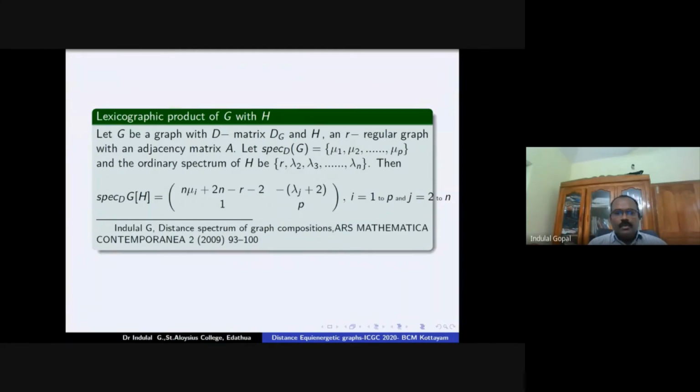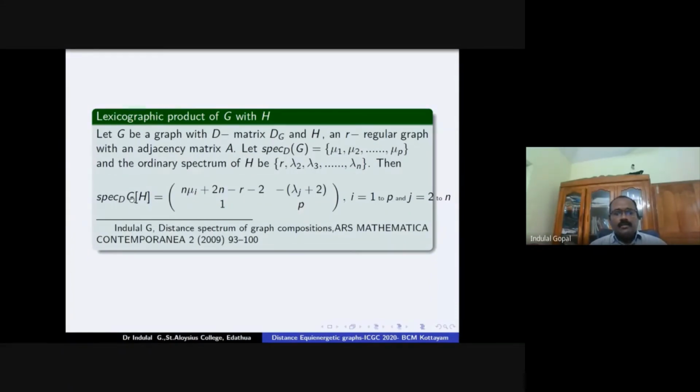Now the lexicographic product of G and H. The distance spectrum: G is a graph with distance matrix D_G and H is an R-regular graph with adjacency matrix A, where the distance eigenvalues of G are mu1, mu2, etc., mu p. There is no specific condition whether G is regular or distance regular. And the ordinary spectrum of H is R, lambda 2, lambda 3, etc., lambda n. Of course, H is a regular graph.